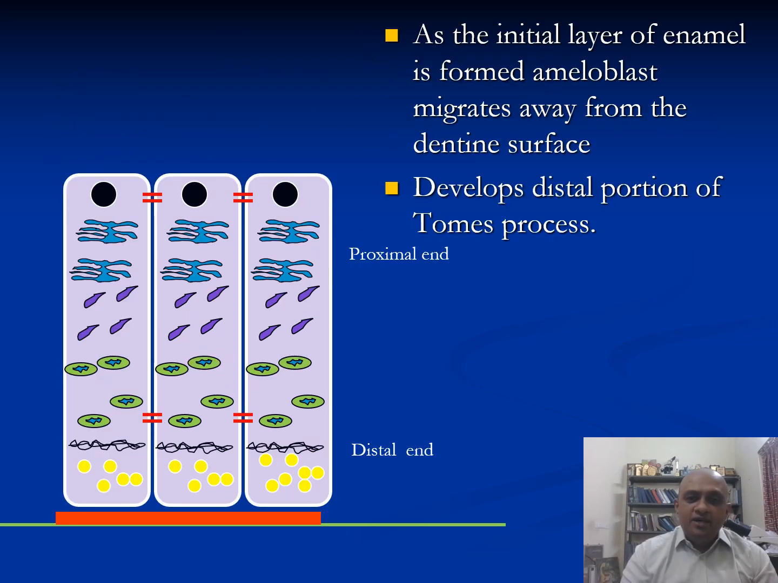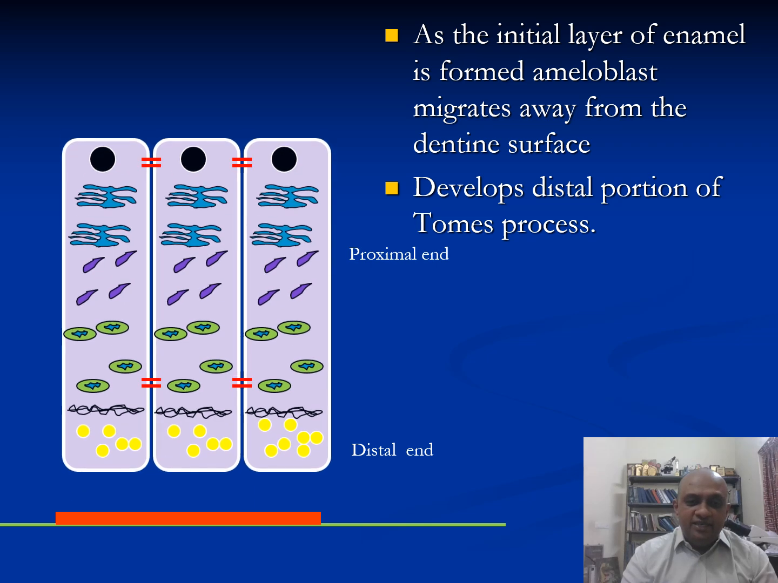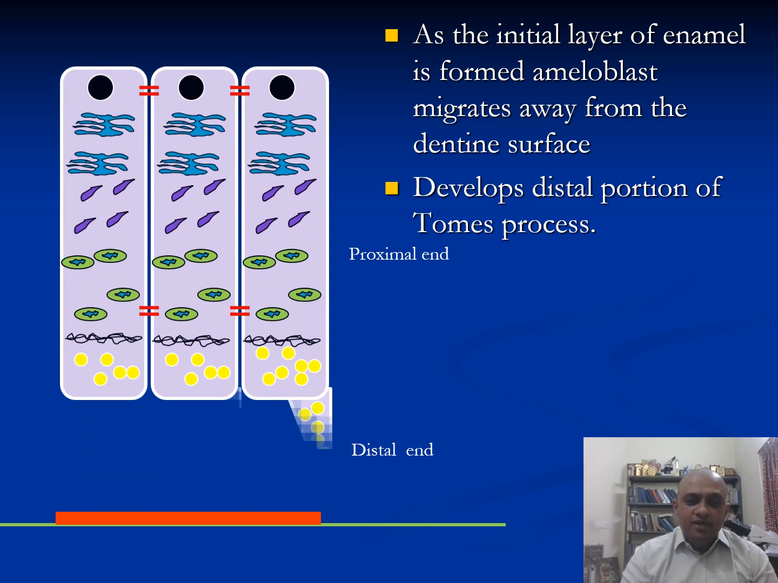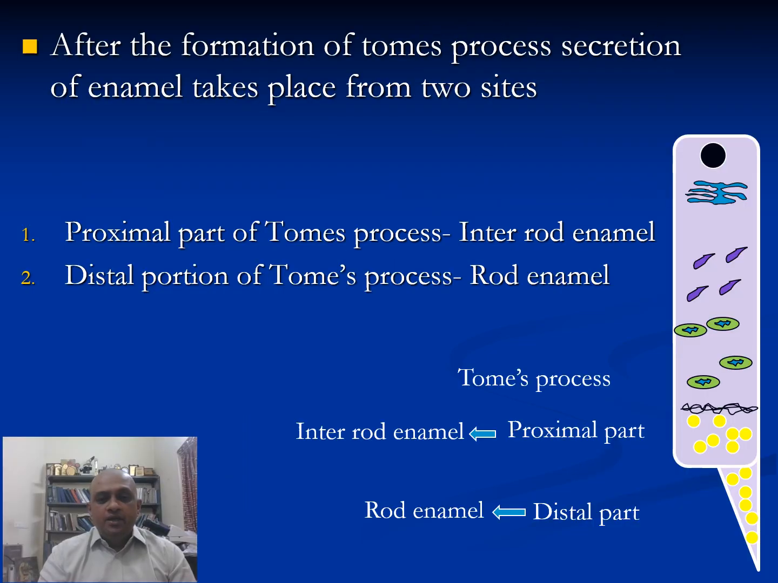And after the initial layer of enamel is secreted, the ameloblast migrates away from the dentine surface and develops the distal part of the Tom's process. Okay, now let's see how the proximal and the distal parts of the Tom's process secrete enamel. The proximal part of the Tom's process is going to produce enamel known as interrod enamel, and the distal part of the Tom's process is going to produce enamel known as rod enamel. Okay, now let's see how it happens.